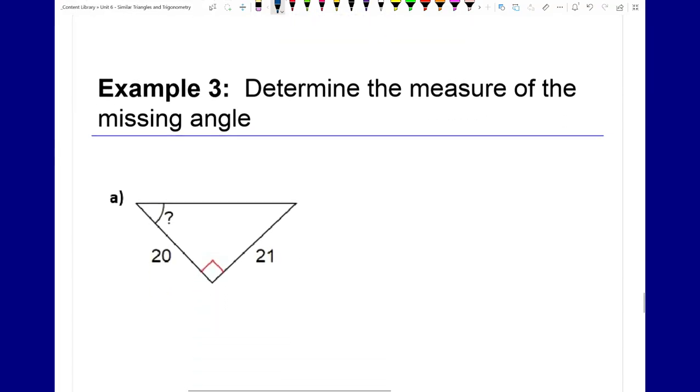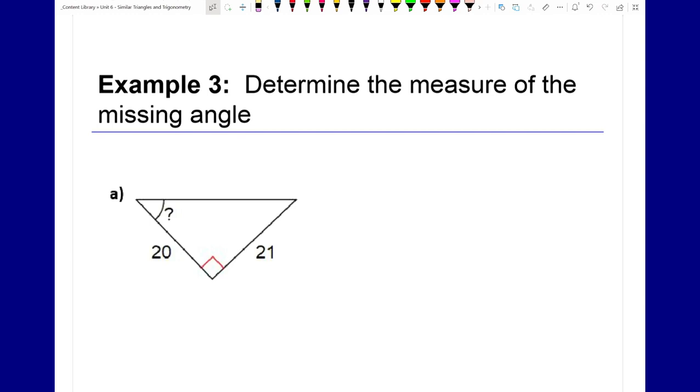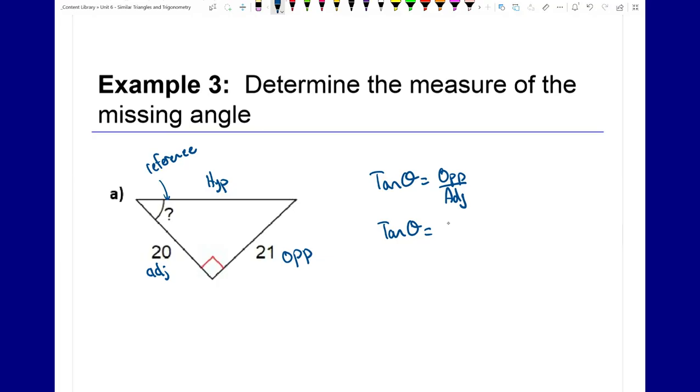Now, how do we do this looking at a triangle? Well, again, we're going to start with labeling our sides. We have our hypotenuse. We have our reference angle. Even though we don't know what the measure of the angle is, it's still going to be our reference because that's what we're trying to find. So across from our reference angle is our opposite. Then beside it is our adjacent. I'm going to write out my tan ratio. Opposite over adjacent. I don't know what theta is, so I'm going to leave that, but opposite is 21 over adjacent, which is 20.